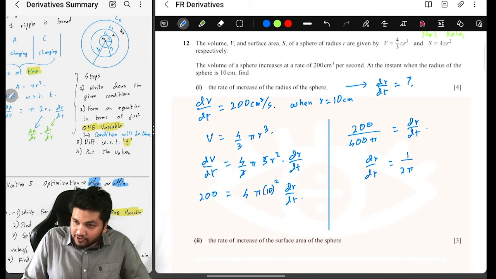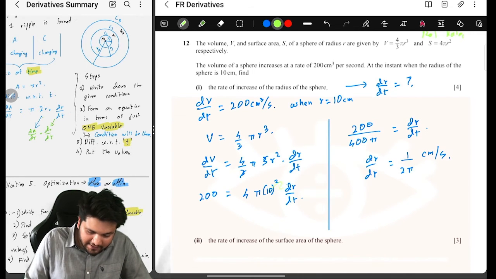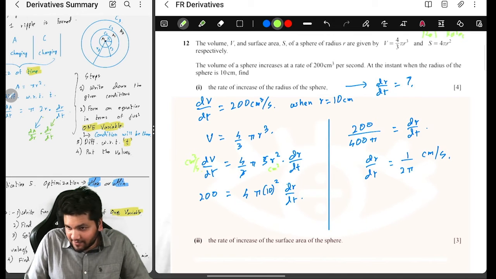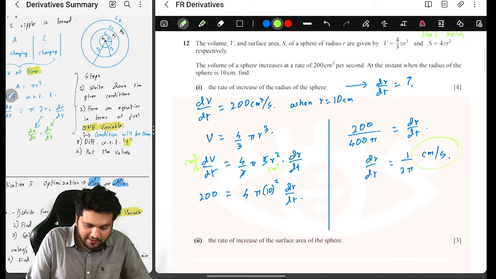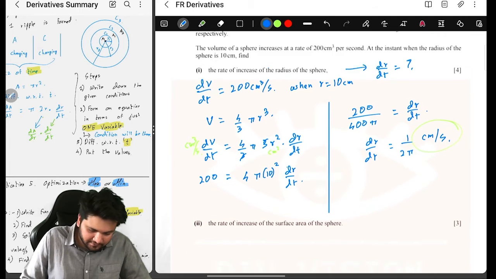Now see, rate of change of radius, right? Rate of change of radius, that's why it's going to be centimeter per second. Also, mathematically, this r square is in centimeter square, and this is centimeter cube per second. So if I divide centimeter cube by centimeter square, they get cancelled, and this will be centimeter per second, theoretically.